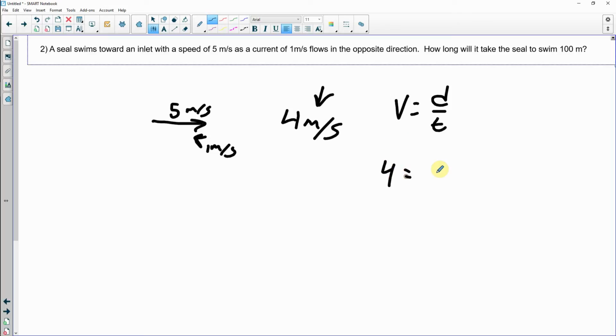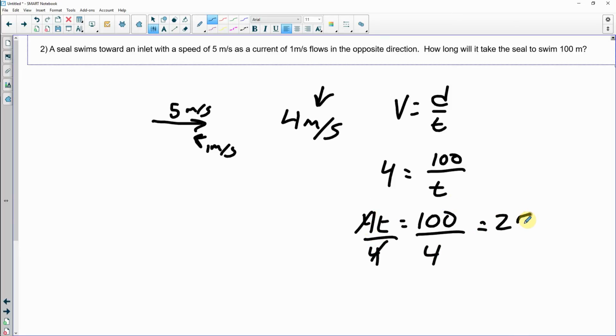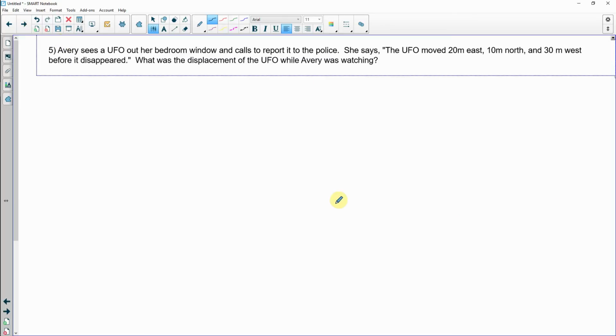So 4 equals 100 over time, cross multiply, 4t equals 100, and divide both sides by 4. 100 divided by 4 would be 25 seconds. So hope that helps. Next.